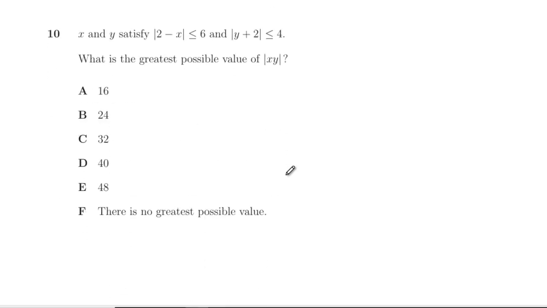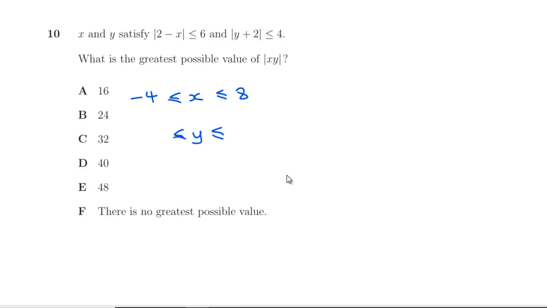10. Y and x, or even x and y, satisfy those inequalities. What's the greatest possible value of mod xy? Okay, so for x then, x is going to have to be between what? If x was minus 4, it can't go to minus 5, so it'd have to be greater than or equal to minus 4. And it can go up to 8, can't it? Because if it went beyond 8, we go below minus 6. So that's our range on x.